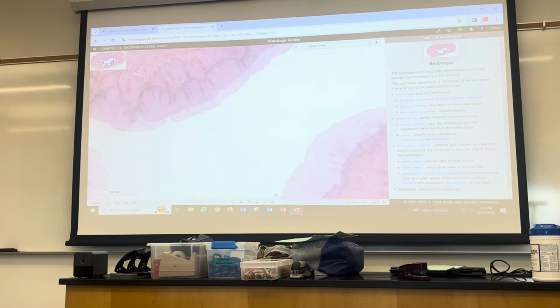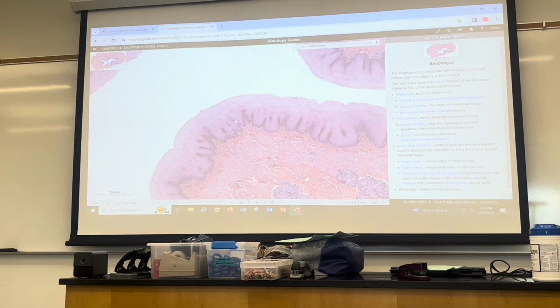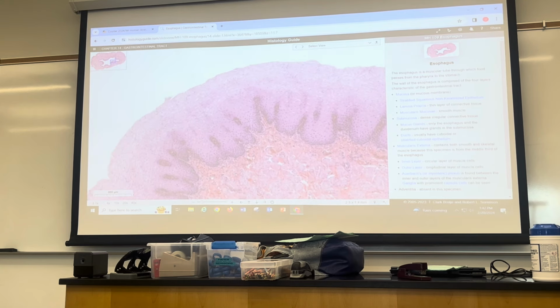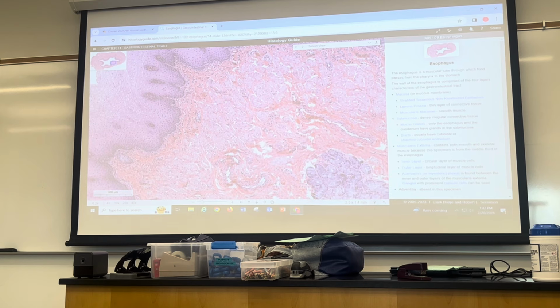Okay, so this is the esophagus. What is it lined with? What type of epithelia? Stratified squamous. Non-keratinized stratified squamous epithelia. What's the layer underneath that, which is areolar CT? Lamina propria, and then you have the muscularis mucosa.